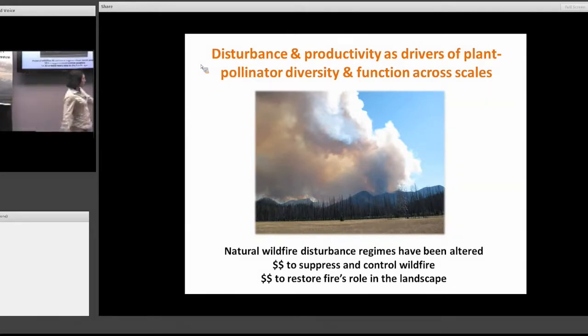There's sort of this dueling use of resources where there's billions of dollars used to suppress and control wildfire in order to protect human communities embedded in fire-prone landscapes, as well as spending huge federal investments to restore fire's role in the landscape without a good understanding of how many different kinds of species and their interactions might be affected.